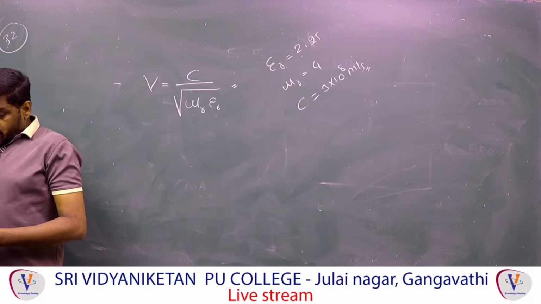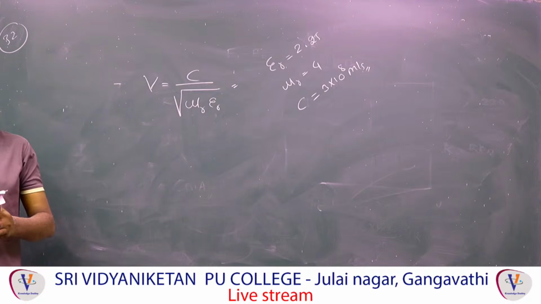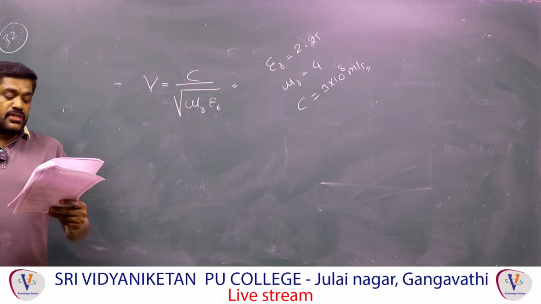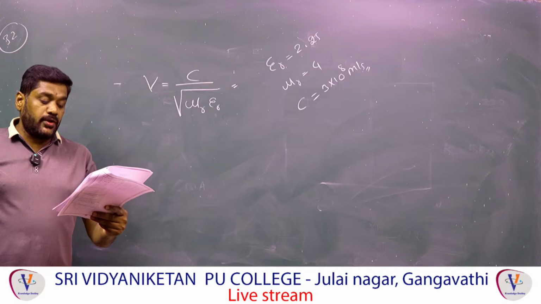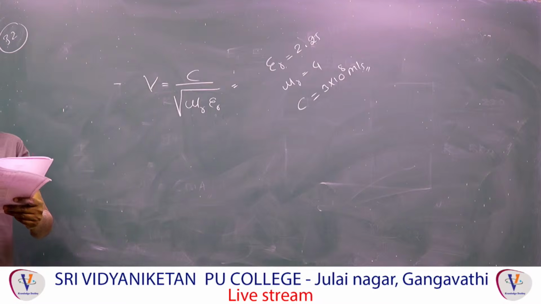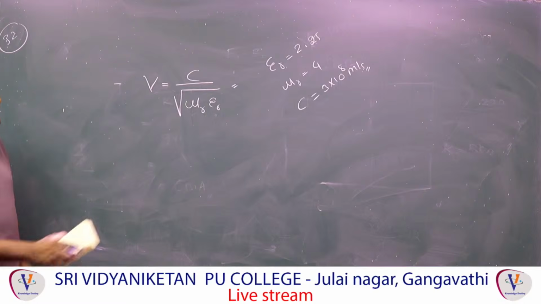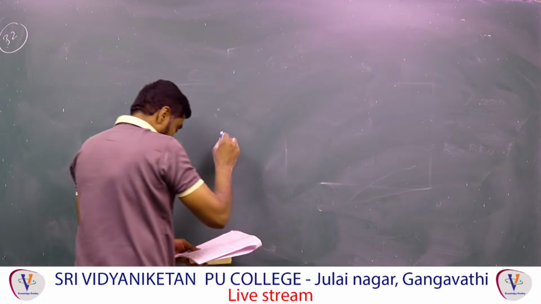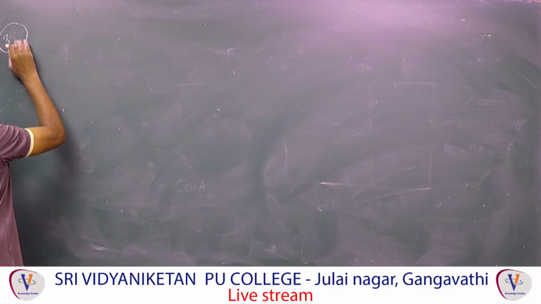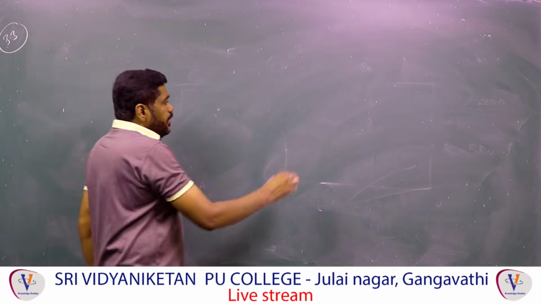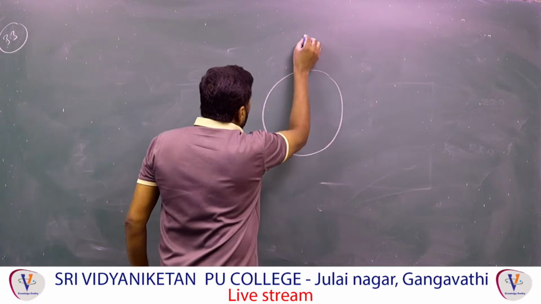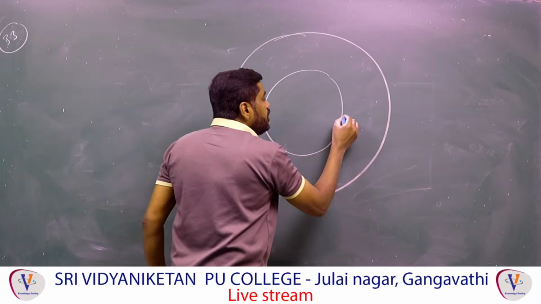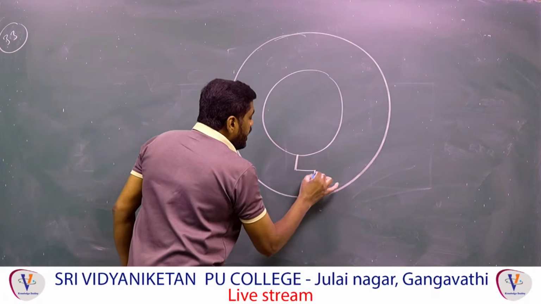Next, two concentric metallic shells have the radii 10 centimeter and 20 centimeter. The outer shell is given a positive charge 5 microcoulomb and the inner shell is earthed. What is the charge on the inner shell they are asking? This is question number 33. Let me take this is the inner shell and they have given this is the outer shell like this, and this is the earth.